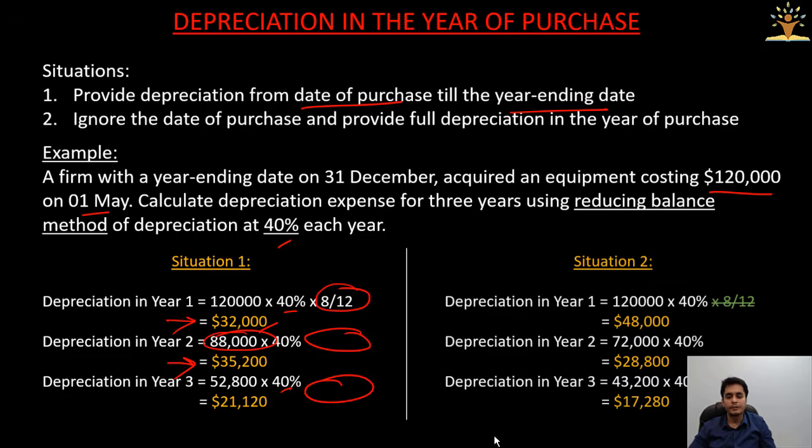Now, the second situation where they tell you to ignore the date of purchase: depreciation in year 1 would be 120,000 into 40%. We don't have to multiply it by T upon 12, which is time upon 12. So annual depreciation for the first year is 48,000. Year 2 and year 3, the same way you have to calculate the net book value, which comes to 72,000, and then year 3, 43,200 multiplied by the rate, you will get your annual depreciation.